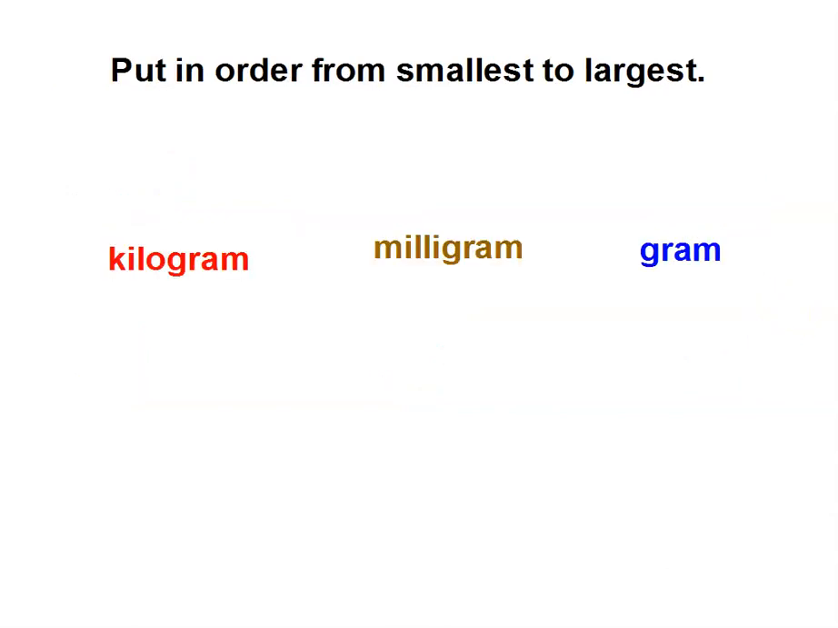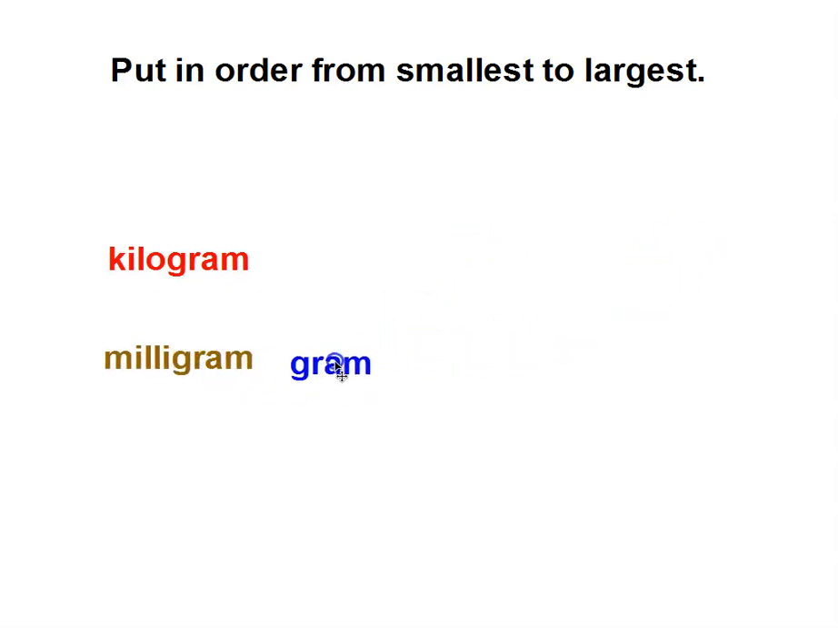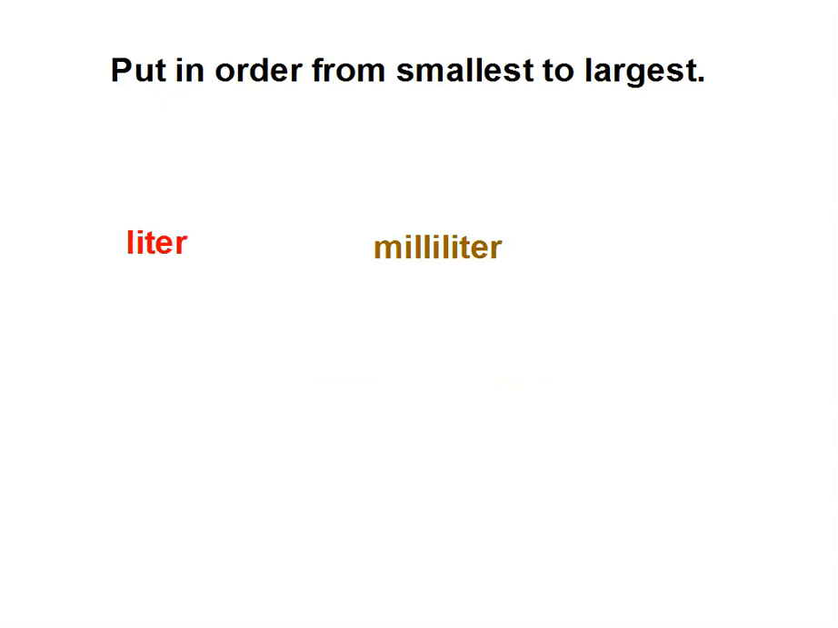Put in order from smallest to largest. Let's see if we can just move them around here. The smallest is the milligram. That's what we put in the pills. Next would be grams, and then a kilogram is 1,000 of the grams. Liter and milliliter. Milliliter's only a few drops. Liter would be half of a 2-liter bottle.